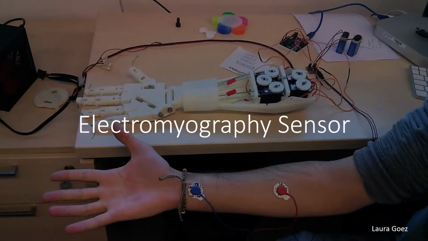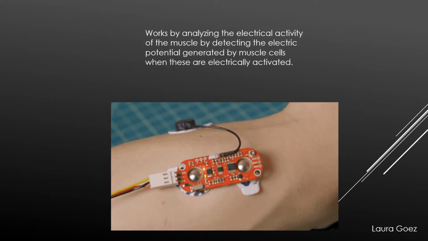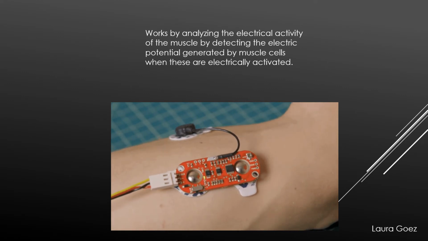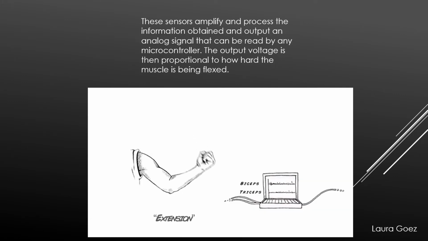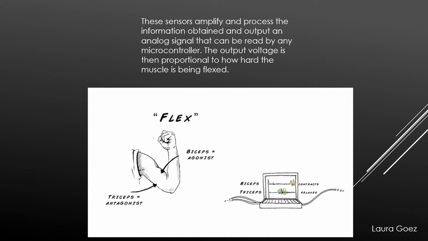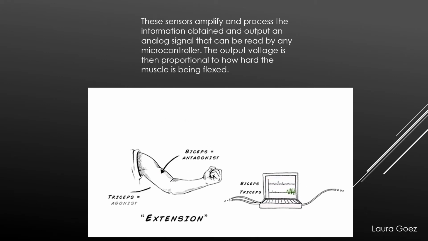Electromyography sensor, also known as muscle sensor. The electromyography sensor works by analyzing the electrical activity of the muscle by detecting the electric potential generated by muscle cells when these are electrically activated by nerves. These sensors amplify and process the information obtained and output an analog signal that can be read by any microcontroller. The output voltage is then proportional to how hard the muscle is being flexed.